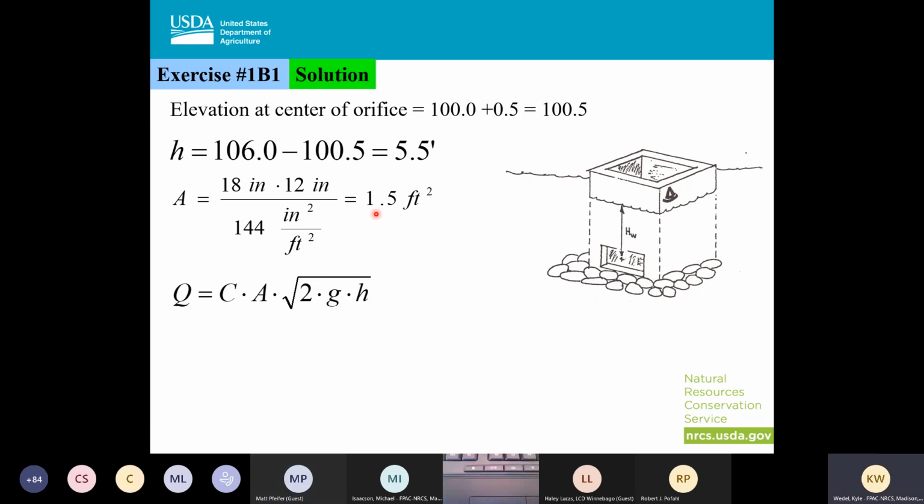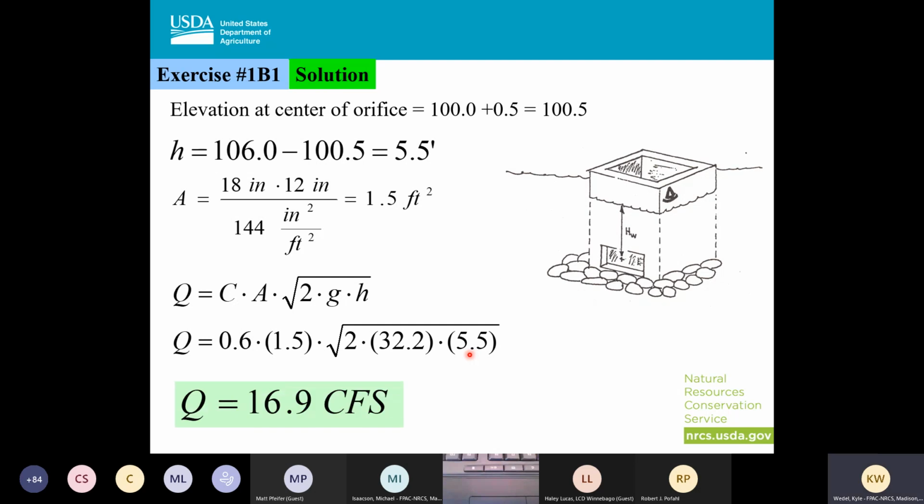Okay, so here's my general formula. I was given C of 0.6. A I calculated at 1.5. G is given as 32.2. And then H is 5.5. So I calculate those out, and I get 16.9 CFS.